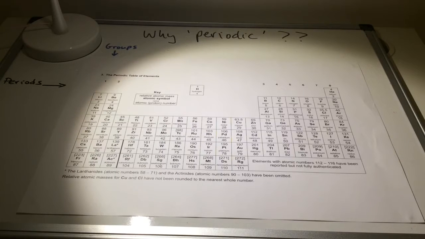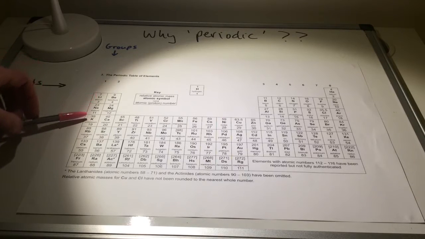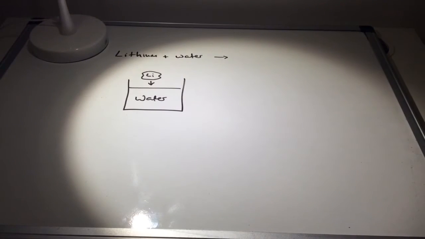And this is where we're going to start focusing on a particular group of elements, and we're going to look at group 1. So that's lithium to francium. I'm just going to concentrate on the first 3 elements of group 1, so lithium, sodium and potassium, to make this point. To make this point, I'm going to look at the reaction between lithium and water.